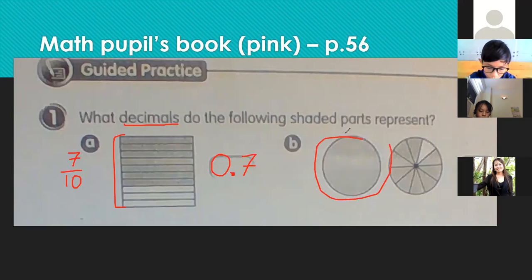All right, let's try part B here. This is more than one because I have a whole pizza here. Hannah, can you tell me what part B is? We have one whole, and then I've got nine tenths. What is this as a decimal? 1.9. All right, 1.9.